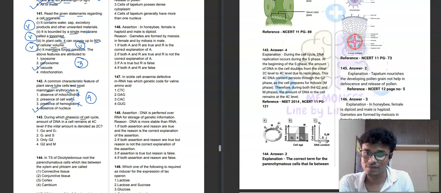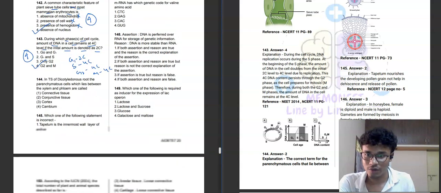During which phases of cell cycle amount of DNA in a cell remains 4C level if initial amount is denoted as 2C. So we know that the DNA replication occurs in S phase. Suppose G1 has 2C, then S phase will have 4C, then G2 will also have 4C, and M phase will also have 4C. So G2 and M phase will have the 4C amount. So fourth option will be our correct answer for this question.